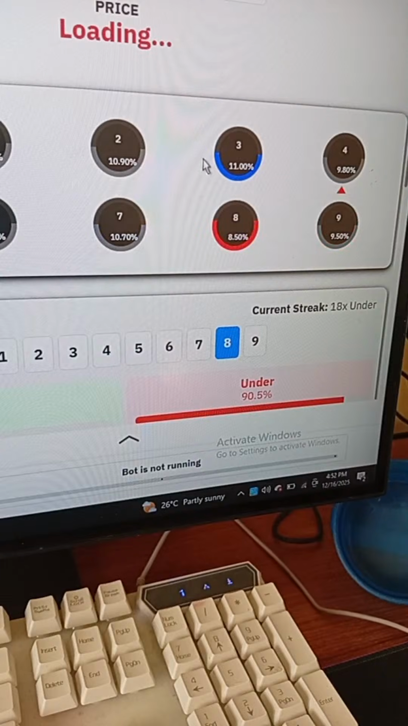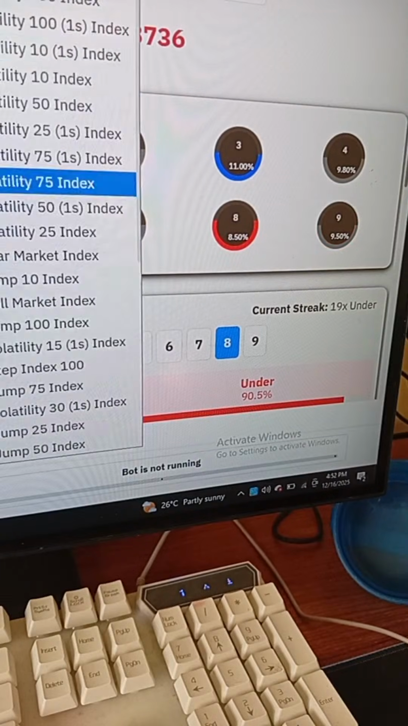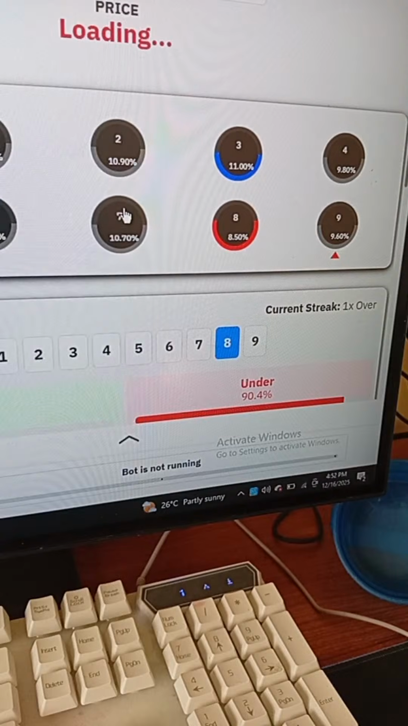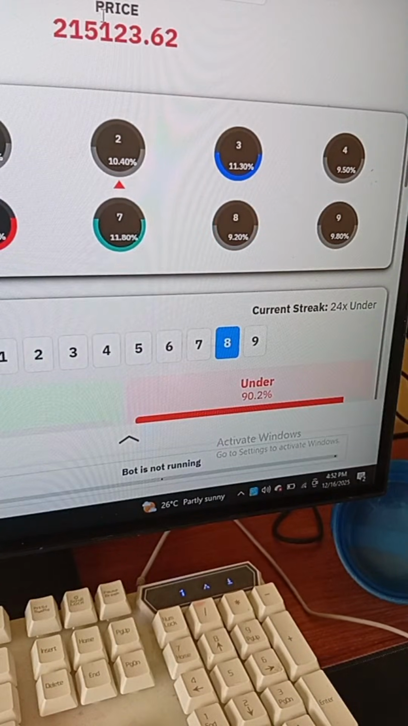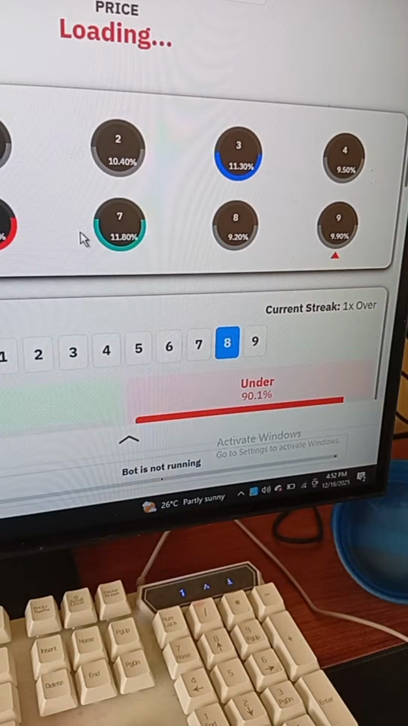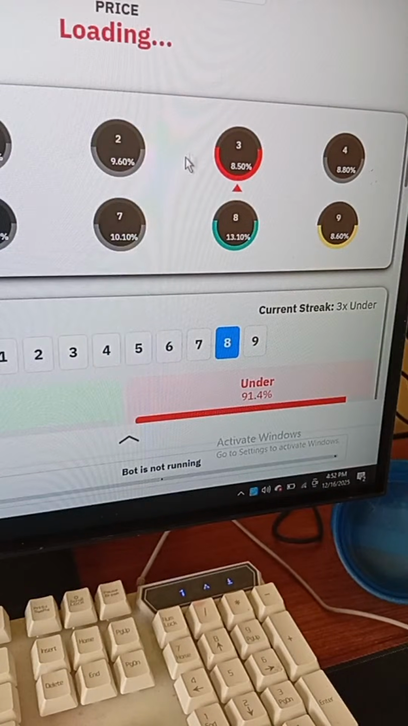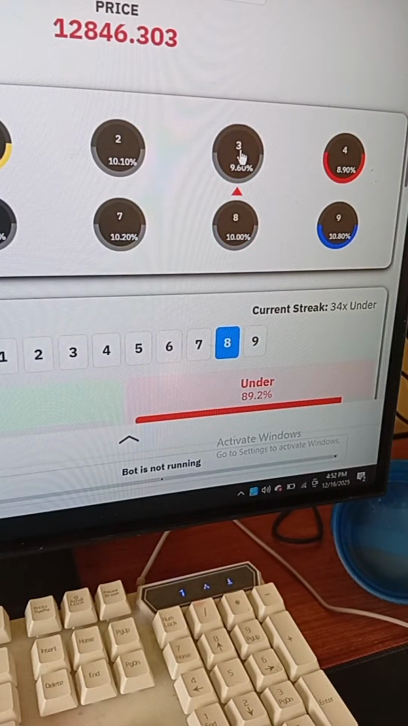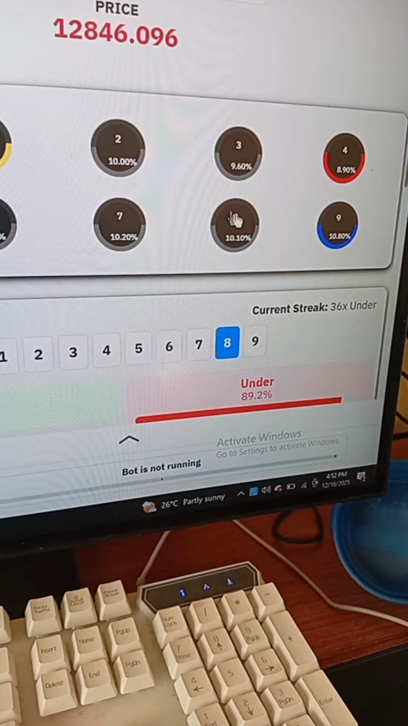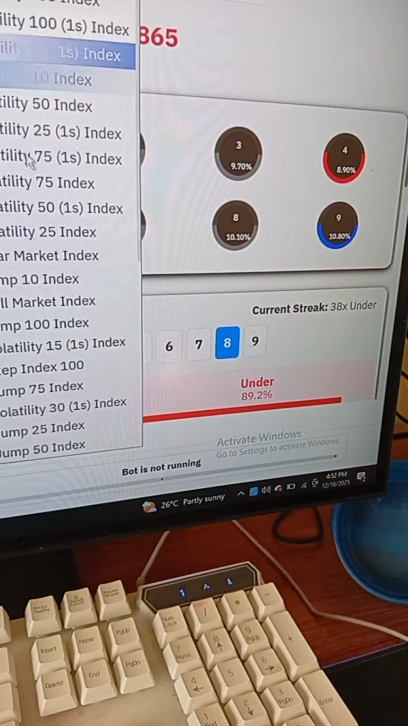75 index. No. 50 on S. No. 25 index. No. 15 on S. All right, no, 8 and everything is wrong here. We leave it.